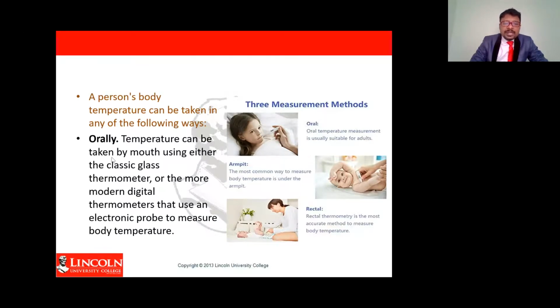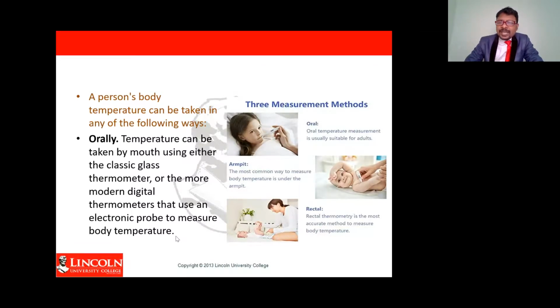Orally, the temperature can be taken by mouth using either the classic glass thermometer or modern digital thermometers that use an electronic probe to measure the body temperature. The classic thermometer is a glass thermometer with mercury inside, and this mercury gives the readings according to the body temperature.